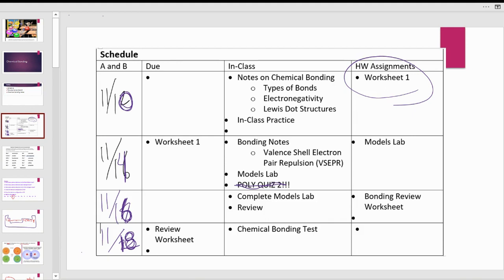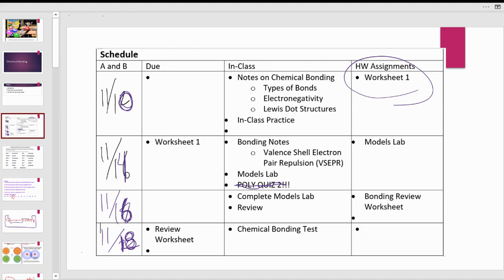Here is the approximate schedule for the next couple of days, terribly written by me. Today's the 10th. We're going to try to knock out the notes on chemical bonding. Your homework's going to be worksheet 1. Big shock there, right? And then next time, we might need to finish up some notes. Next time, we'll probably be building models also.